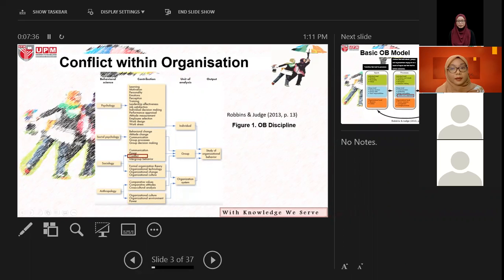Okay, and then if we look at the unit of analysis, there are 3 units of analysis within the organization ni. Okay, so it will be the individual level. This one is the basic level of conflict. Okay, so example of conflict at individual level ni apa dia? Contoh. What is the example of conflict at individual level?